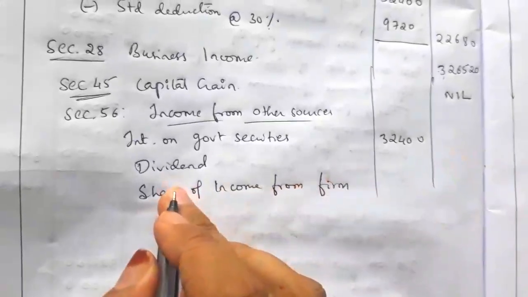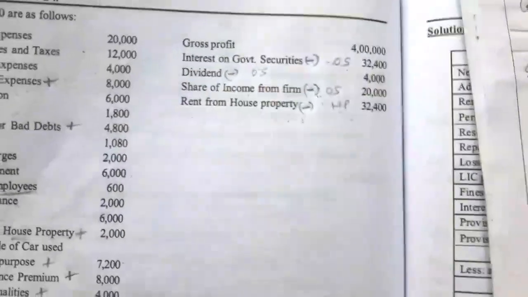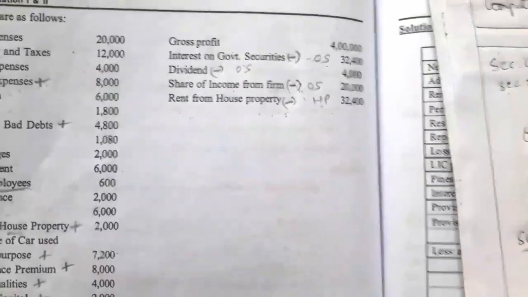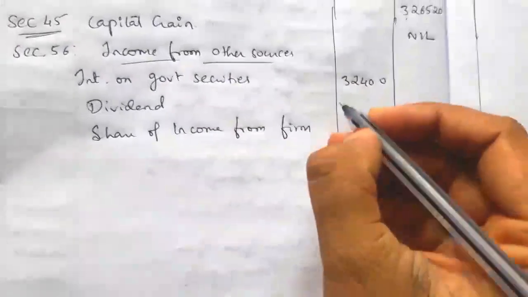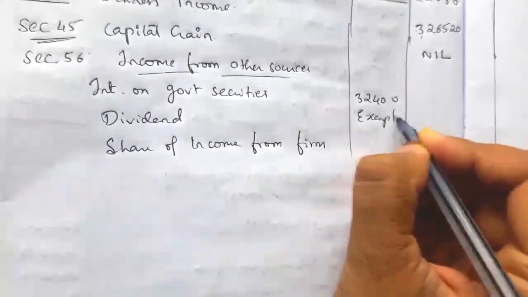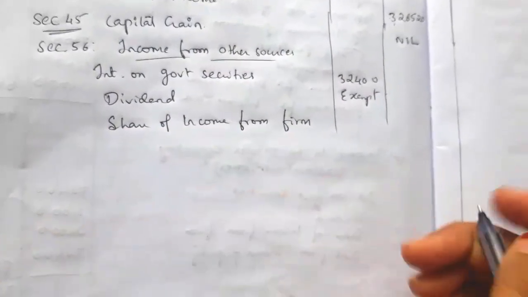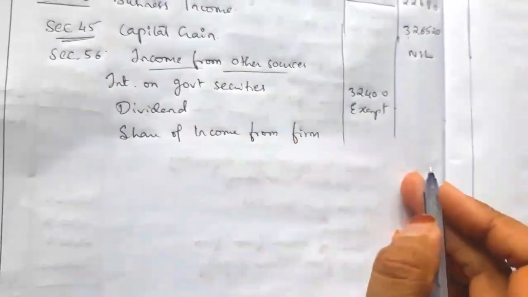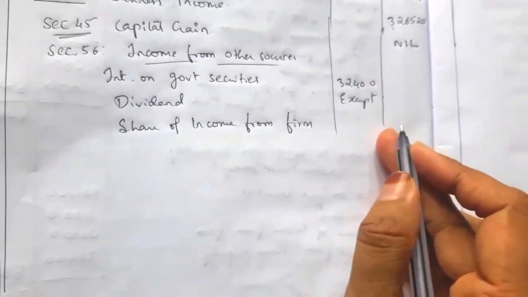Then dividend income. Here it is not given where the dividend was received, but he is working at a business in Bangalore, so we assume the dividend was received from India. Dividend received from India is not taxable, it is exempt. You already learned this in the residential status chapter under scope of income. Dividend income received in India is exempt. Dividend from a foreign company is taxable.